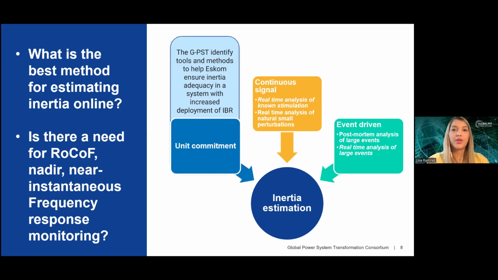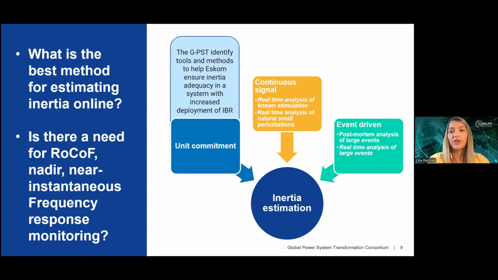nadir, considering that we start to have some metrics and also some studies that can show in the control room if the system is at a secure level, if they have the largest contingency. So this is also something that we need to consider for inertia estimation in G-PST.